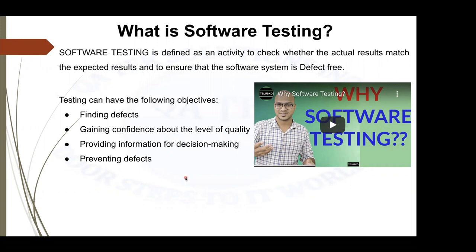And the final objective is preventing defects. Let's say you found a defect today. In future, if similar things happen, the developer will keep in mind, okay, this kind of issue we have faced earlier, so make sure we're not going to make similar mistakes. Based on earlier experiences, the developer and the entire company learn lessons and try to take proper action so that they do not repeat the same kind of mistakes.